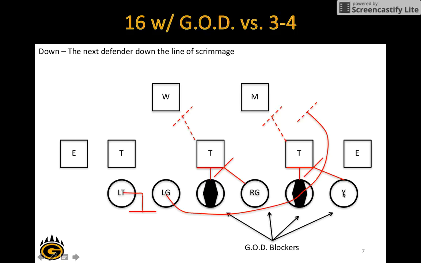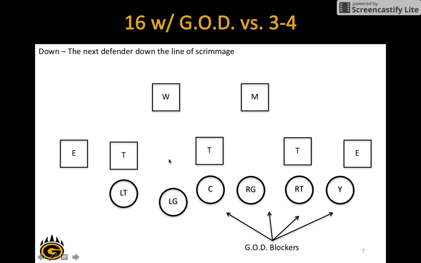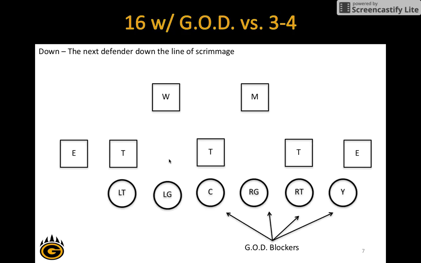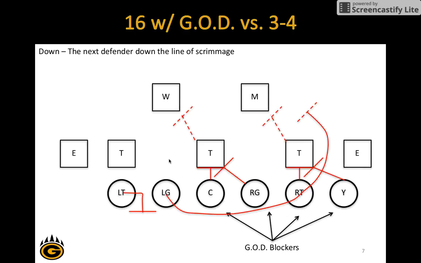Then over here, we have the Y. He's going to check his gap. Is there anyone inside shoulder, helmet inside the gap, or outside shoulder? No, there is not. So he's going to go to on. There is someone on him, but he ignores him because we know we're kicking him out with a fullback. So he's going to go to his next rule, which is down. Next man down the line of scrimmage. And they're going to drive these two guys into the backers here. So we'll see the play in its entirety. We'll watch it again.